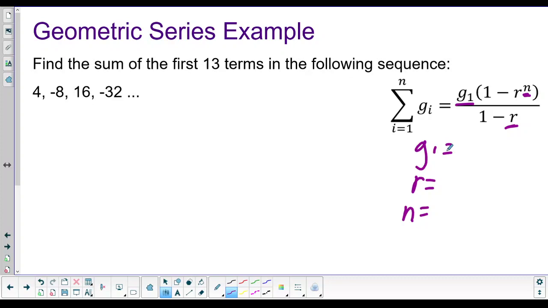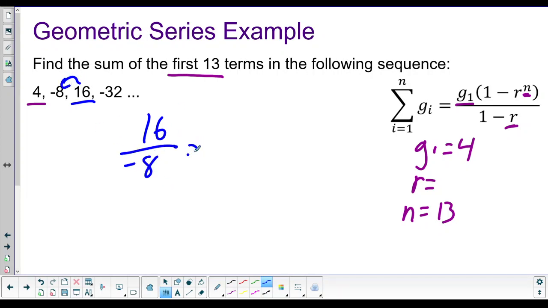So our first number, G1, that's 4. You just look at the first number. N is telling us to add the first 13 terms. So N is 13. And R is the number we are multiplying by to get the next number each time. So to get R, we just take any number in the sequence and divide it by the previous number. So let's just take, I guess, 16, divide it by the previous number, -8. This is -2. So R is -2, and we're multiplying by -2 each time.